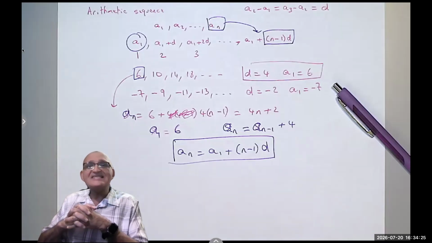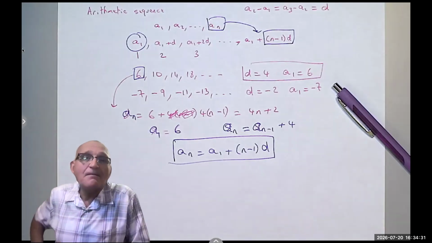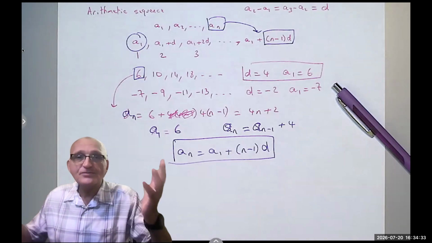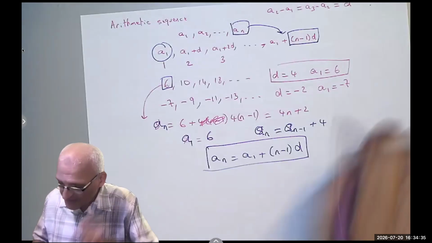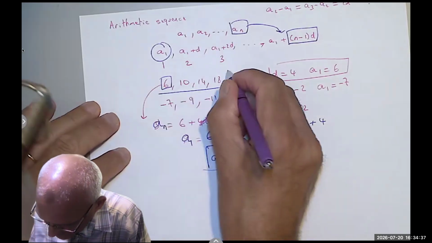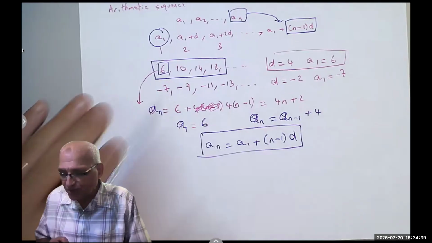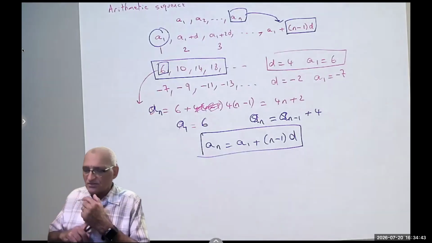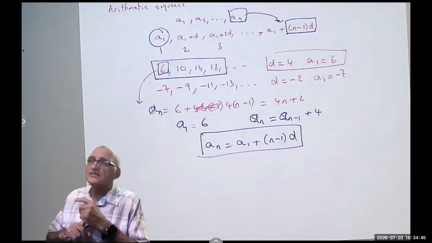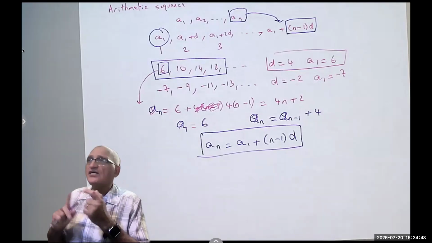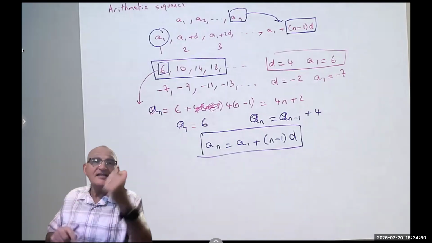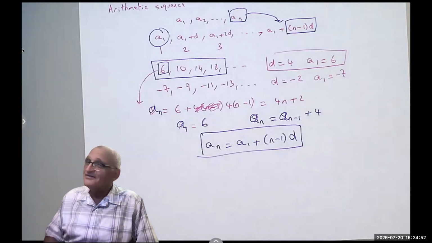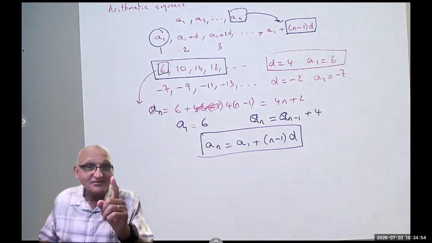Now let's go to the series. What is a series? The series is the sum of n terms of a sequence. Suppose I give you these 4 elements and I tell you, can you find the sum of these 4? Yeah, I have a calculator. So 6 plus 10 is 16, and 16 plus 14 is 30, and 30 plus 18 is 48. The answer is 48. Say, very good, you are so clever.